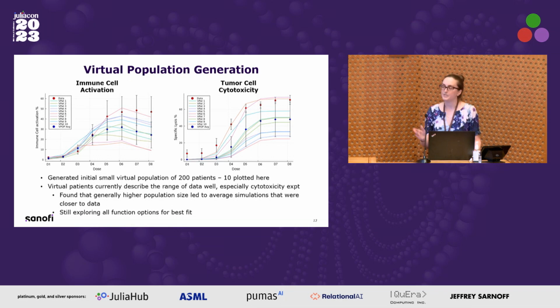We generated a population of 200 patients. I have the average population plotted in blue, and then 10 simulations of 10 patients in the lines. We loved to see that, especially in the cytotoxicity data, we are getting diversity in the response. We're getting some simulations above the data and some below the data, which is something that we look for in clinical trials. You need to make sure you do hit those extremes at that point.